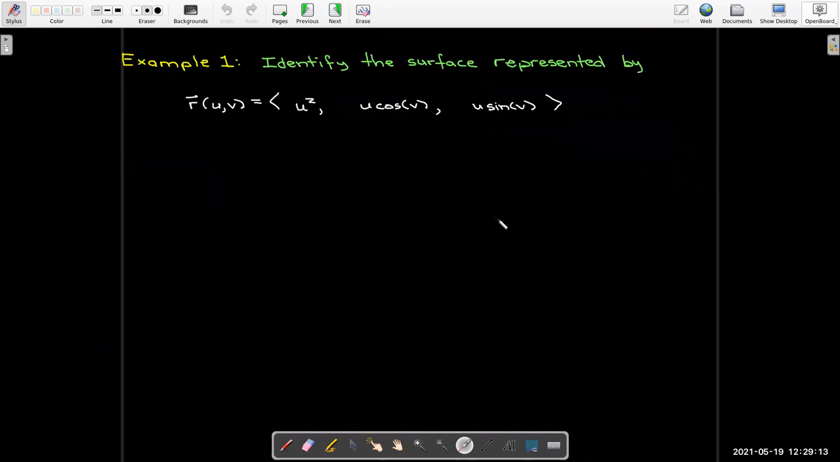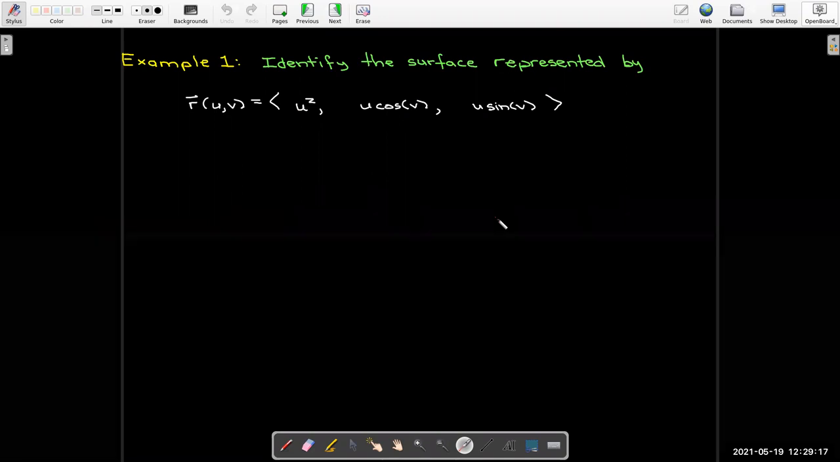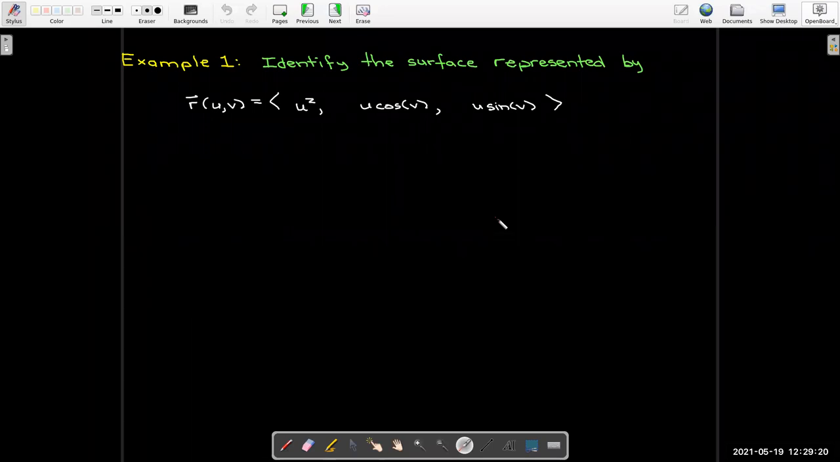So let's start by identifying a surface from a parametric representation of the surface. Because one thing we're going to see very quickly is that, just like with curves, there is no unique parametric representation of a surface. 30 different people could come up with 30 different parametric representations of the same surface. Let's take a look at this one.